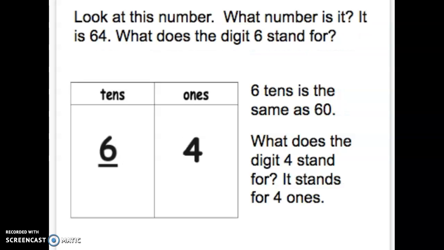Look at this number. This is the number 64. What does the digit 6 stand for? The 6 in the tens place is the same as 60. And the digit 4 in the ones place means that we have 4 ones.